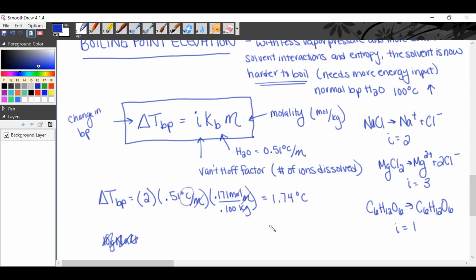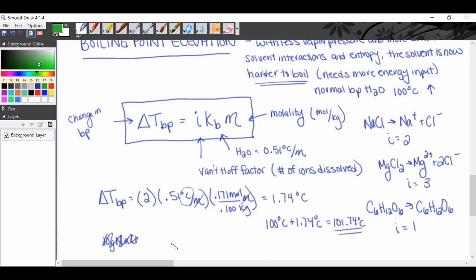So instead of boiling at 100 degrees Celsius, if you put 10 grams of salt in your pasta water, now it's boiling at 101.74 degrees Celsius. Any questions there? All right. I think you've got one more in you.